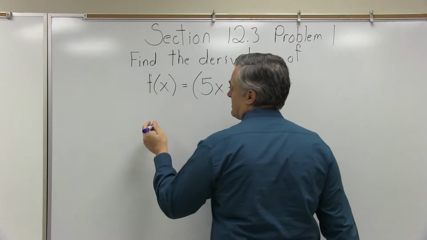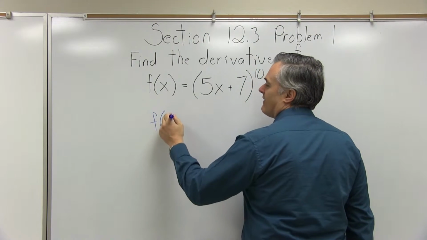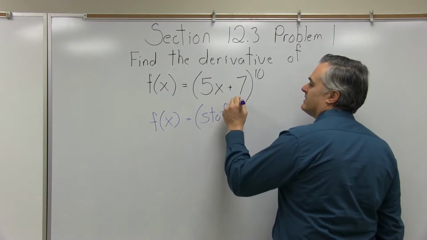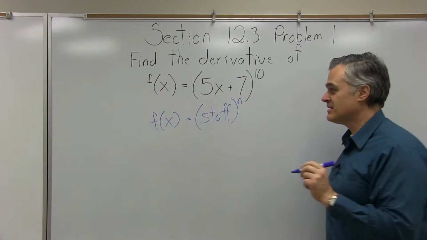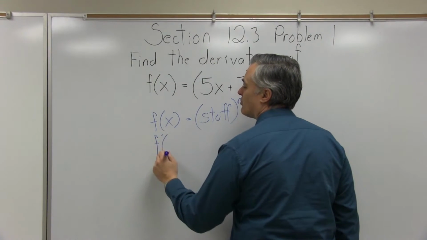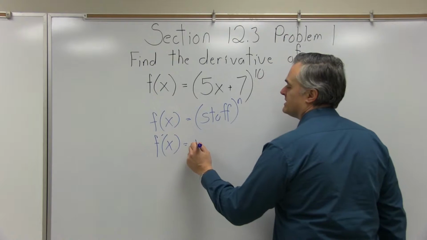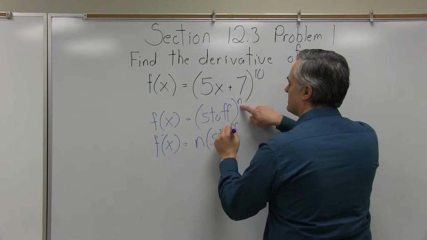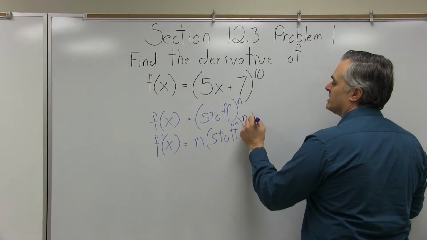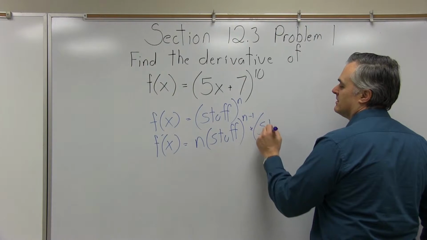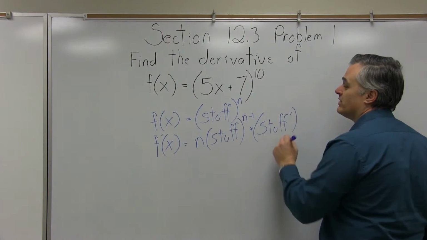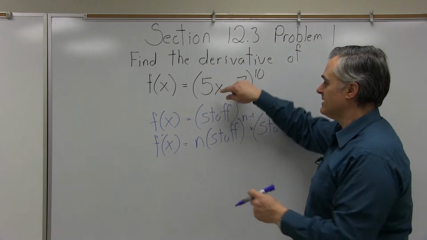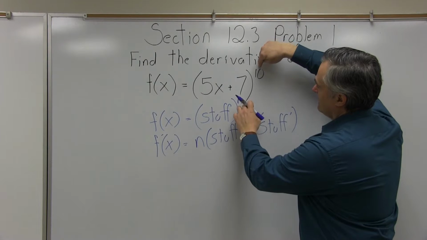But the chain rule says, basically, if your function is written f of x equals some stuff in parentheses raised to a power n, then the derivative f prime of x equals n, the exponent comes down in front, you leave the stuff in parentheses the way it is, reduce the power by 1, n minus 1, then times stuff prime, the derivative of the stuff. So for this particular problem, the stuff is 5x plus 7, and the n is 10.